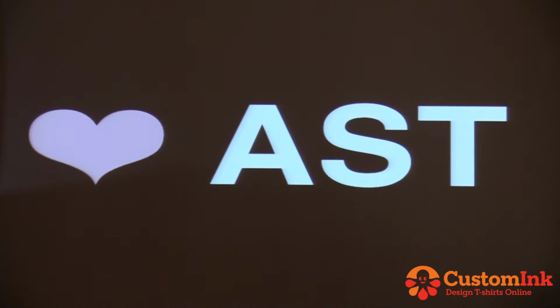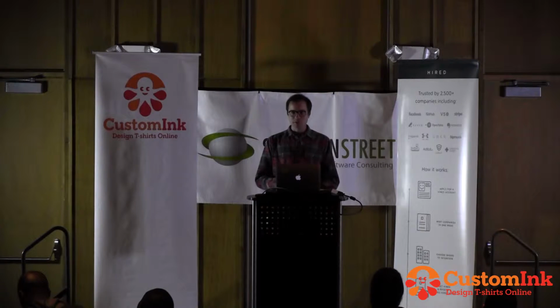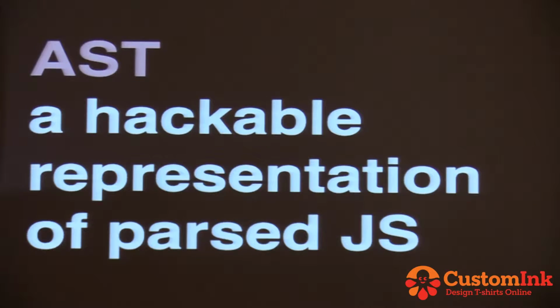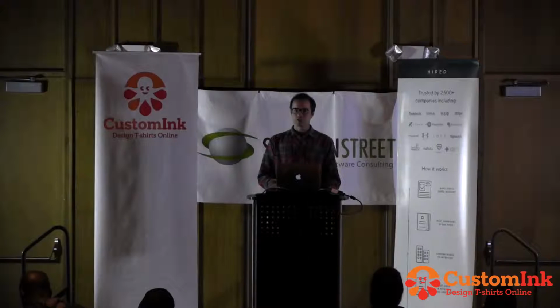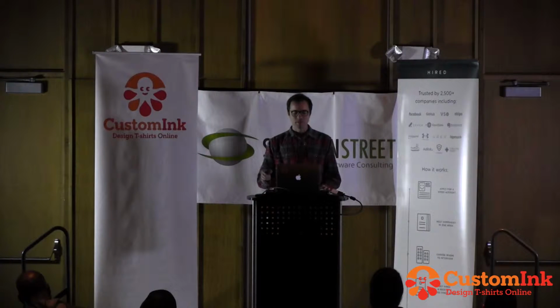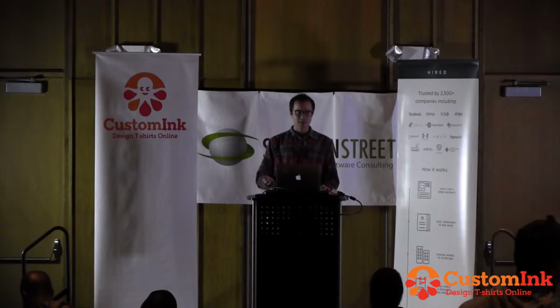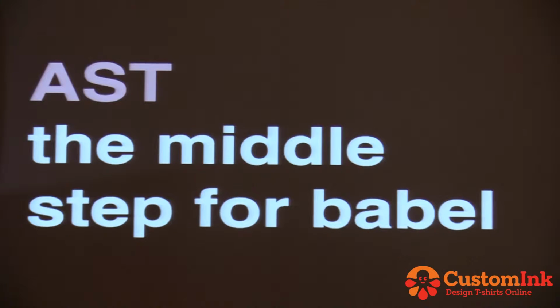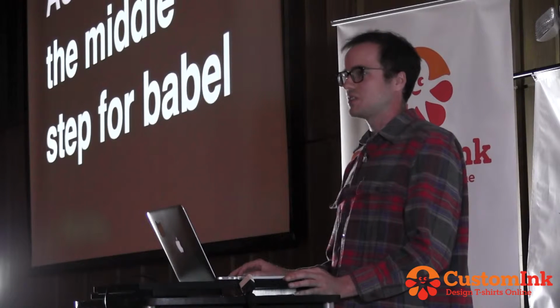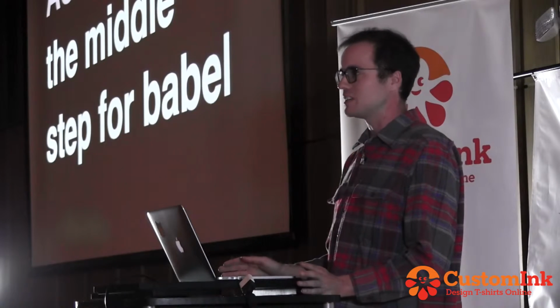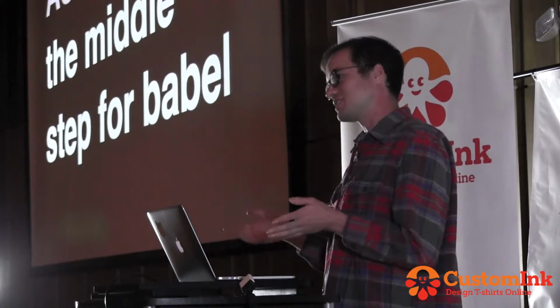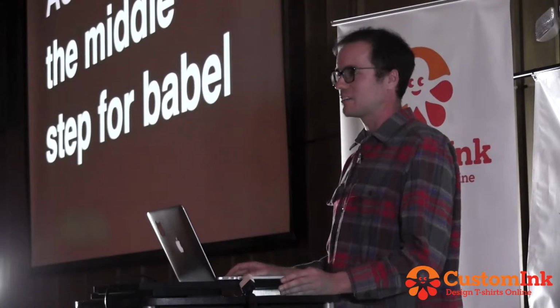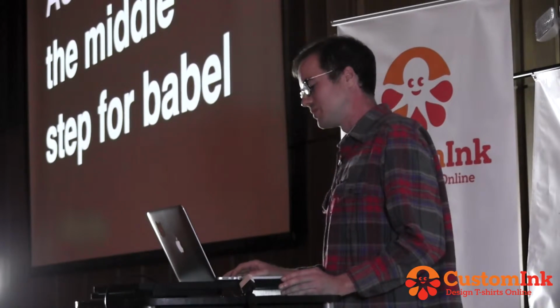And abstract syntax trees are so cool. If you aren't familiar with abstract syntax trees, they're a hackable representation of parsed JavaScript. You feed JavaScript code in, and it gives you this object structure that tells you what the code is. So it can answer questions for you like, is this a function? It's popularly known as the middle step for Babel.js, which is a compiler from ES5 to ES6, or ES6 to ES5, and ES7 to ES5, and anything to anything else. It's pretty amazing.